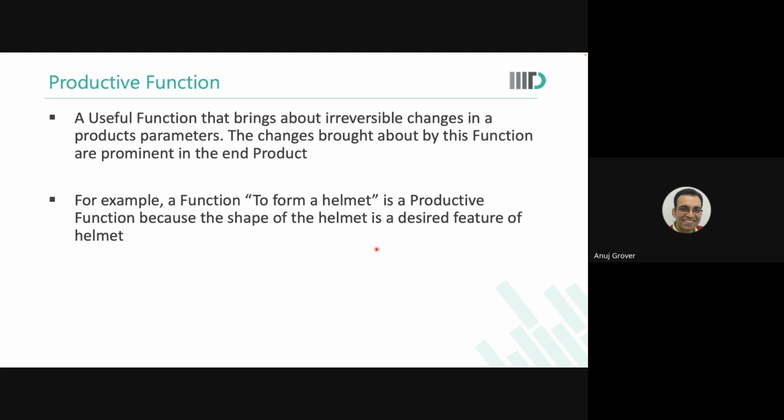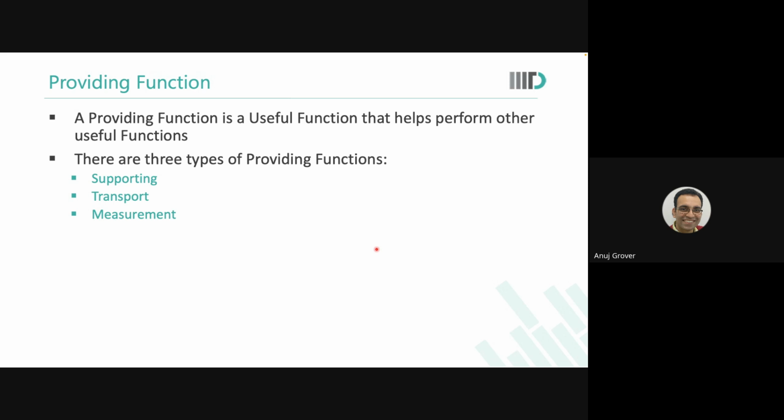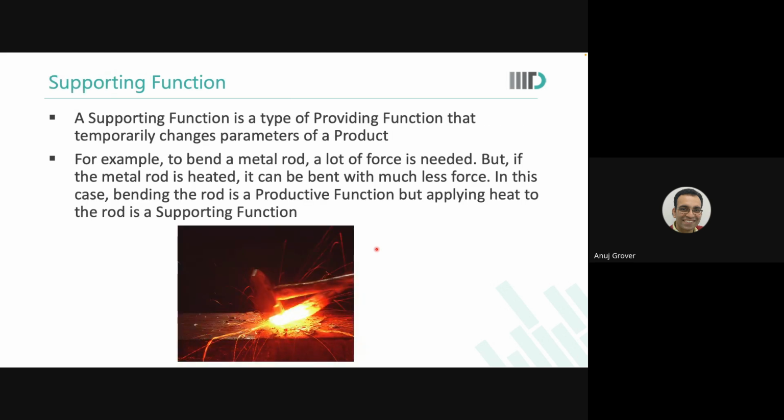Then, providing functions. Providing functions are those functions that help perform useful functions in the system. For example, and they can be of three types: supporting, transport, and measurement. And supporting function, example of supporting function. It's a type of providing function that temporarily changes the parameters of the product.